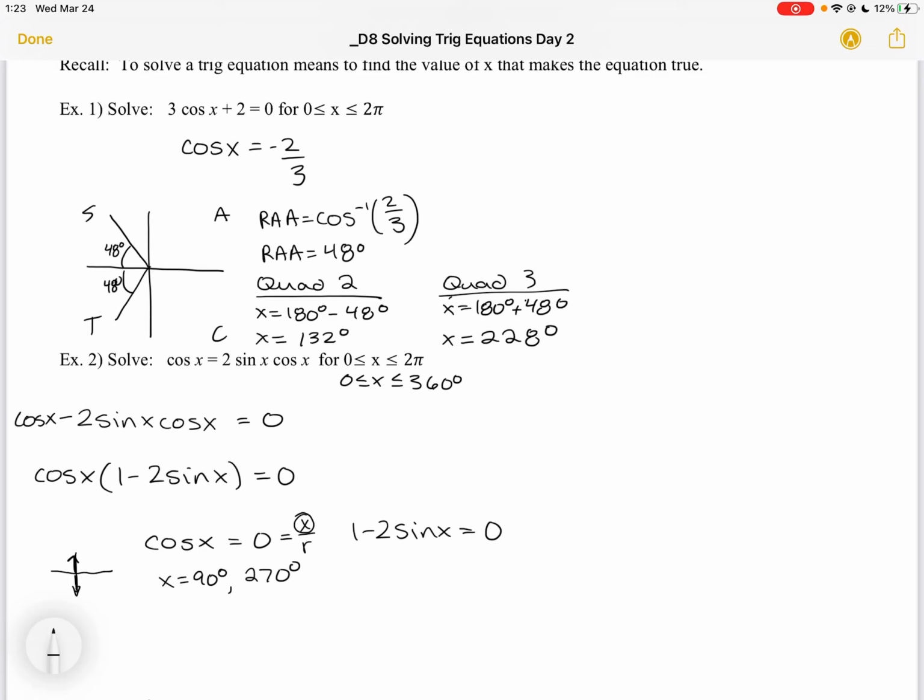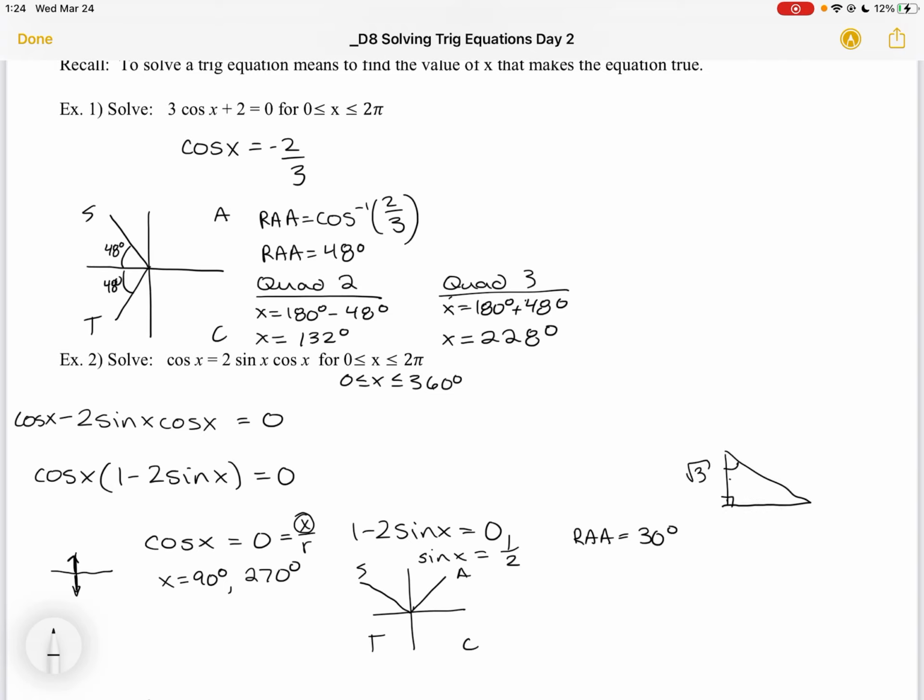And now I've got another equation to solve over here. So this one I do have to rearrange. So I get sine x equals 1/2. I know that I've got two solutions here as well, in my first quadrant and in my second quadrant. I'm now going to find my related acute angle, which is 30 degrees. It comes from my special triangle, if you remember here.